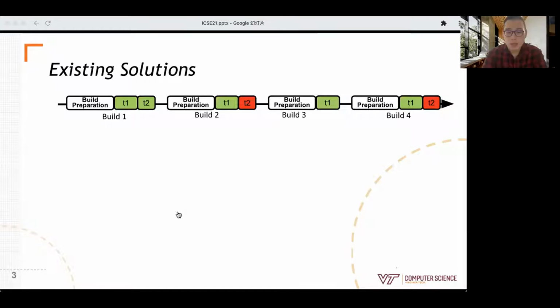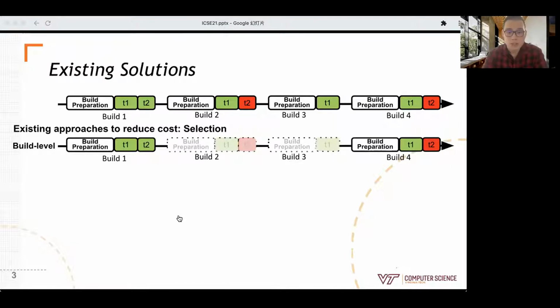In our example timeline, each build includes build preparation and test phases. We use red rectangles to represent failing tests and green rectangles to represent passing tests. First, some existing approaches target saving the CI computational cost by selectively executing failing builds or tests and save the cost of executing passing ones. In other words, they aim to only observe failures because failures are considered to be more valuable by providing actionable feedback. These approaches can be executed on two levels, build level and test level.